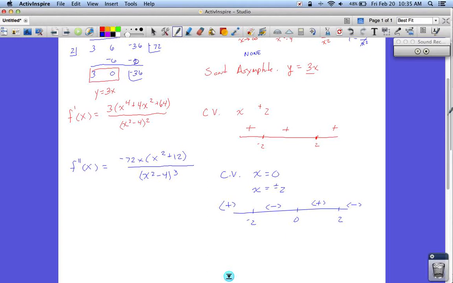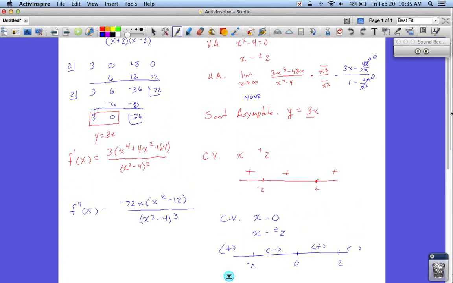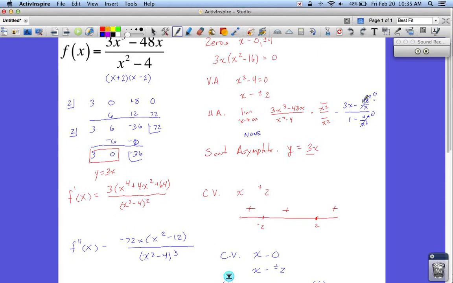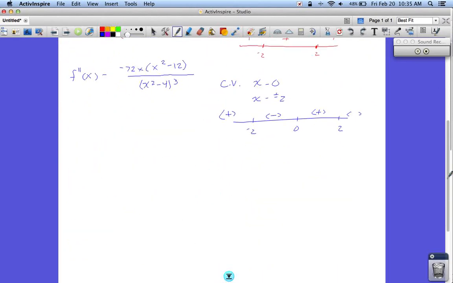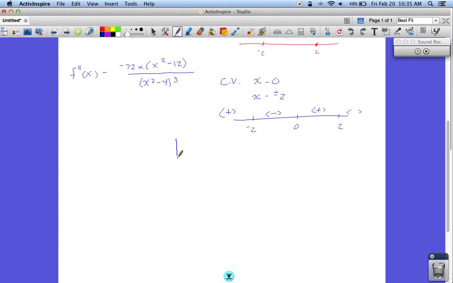And at this point, we're ready to sketch. Remember, there were no relative extrema. We do have a couple points of inflection. In fact, we'll look at that a little bit later, but we have points where concavity changes, but because they're vertical asymptotes, they're actually not points of inflection. So we're ready to sketch it. Try to make it as nice as I can here.